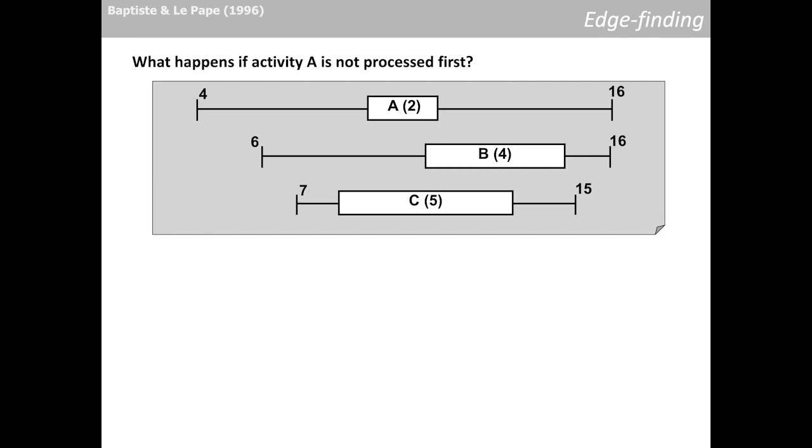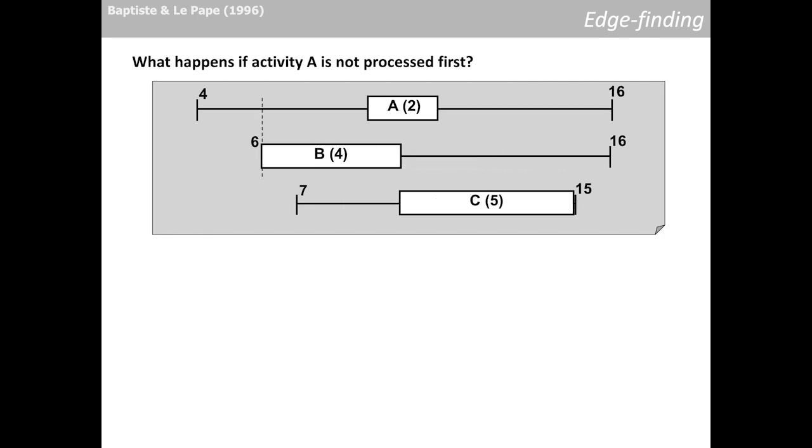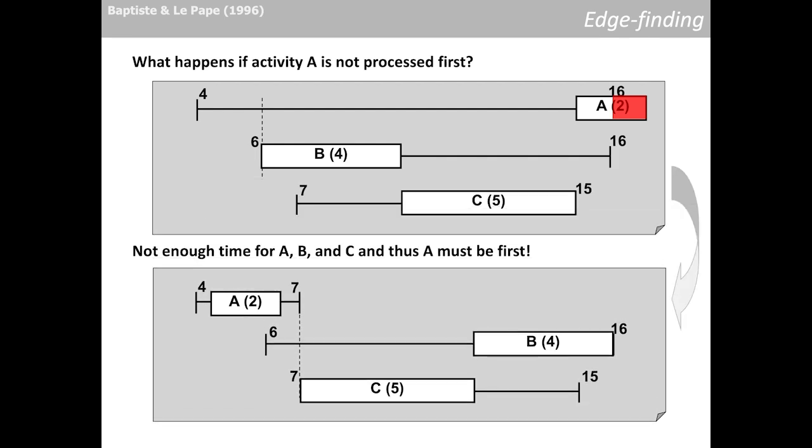So let's ask the question, what happens if activity A is not processed first in that resource? It means that we need to start with either B or C, and because B is probably the earlier one, we can start with B, and then we need to allocate C and A after B. But as we can see, there is not enough time to do it if we do it in the order BCA. If we use the order BAC, there will be not enough time to do C. So what's the conclusion? The conclusion is that A must be actually processed first in that resource, which in other words means that B and C are processed after A. So we can use this information to shrink the time window for A, because the maximum time of A is now 7 instead of 16.